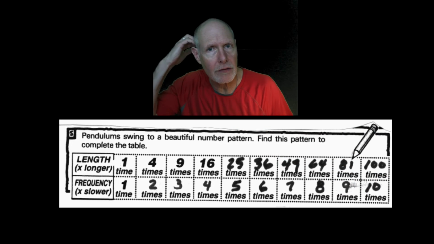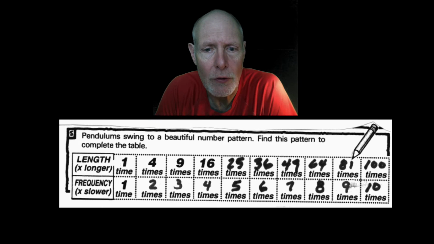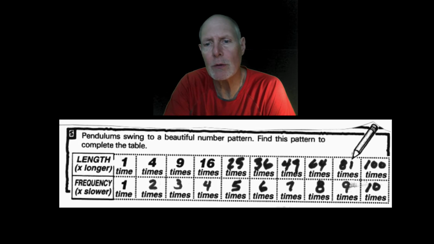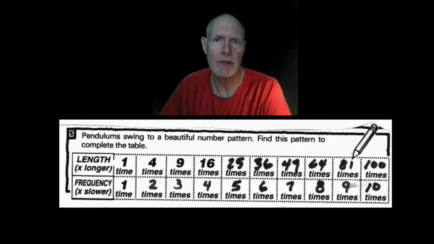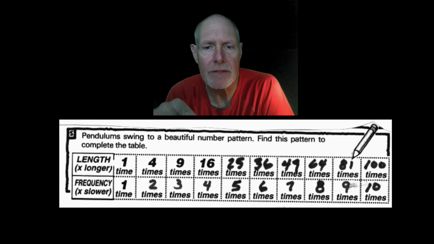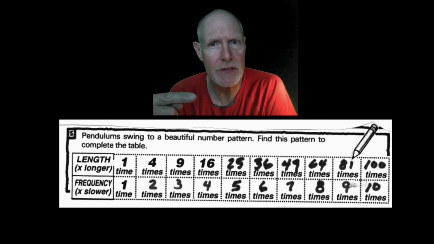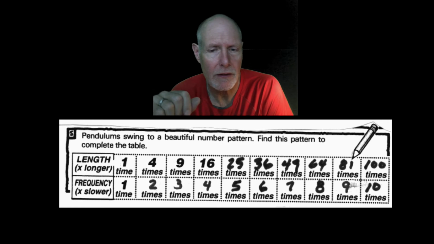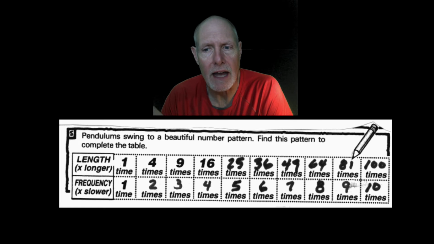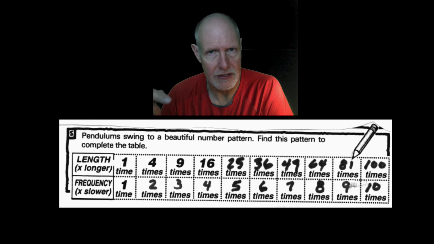Okay? So let's fill the whole chart out. So then, if we fill out the frequency across the bottom, we'd have 1, 2, 3, 4, 5, 6, 7, 8, 9, 10. So then 5 times slower would mean we have to have a pendulum that is 25 times longer than the first one we started with. To make it 6 times slower, it would have to be 36 times longer than our first 10 centimeter one. 7 would be 49, 8 is 64, 9 is 81, and 10 is 100.